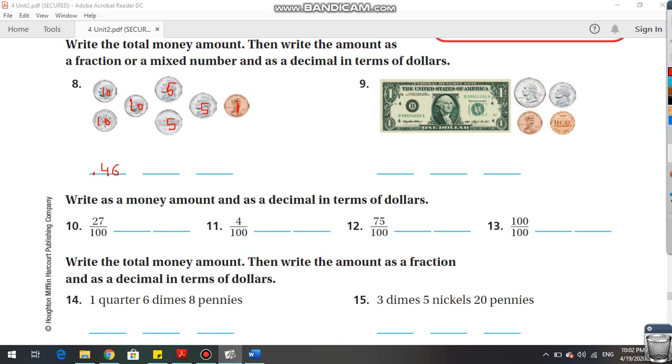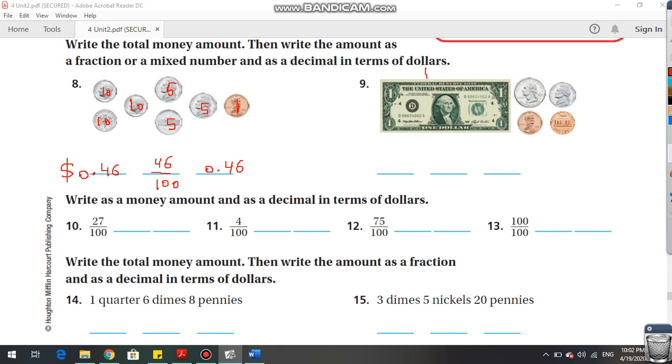So all of it will be in the decimal in terms of a dollar. And here I'm gonna write it as a fraction. And here I'm gonna write it only in decimal form, not in terms of a dollar. Is it easy? Yes.